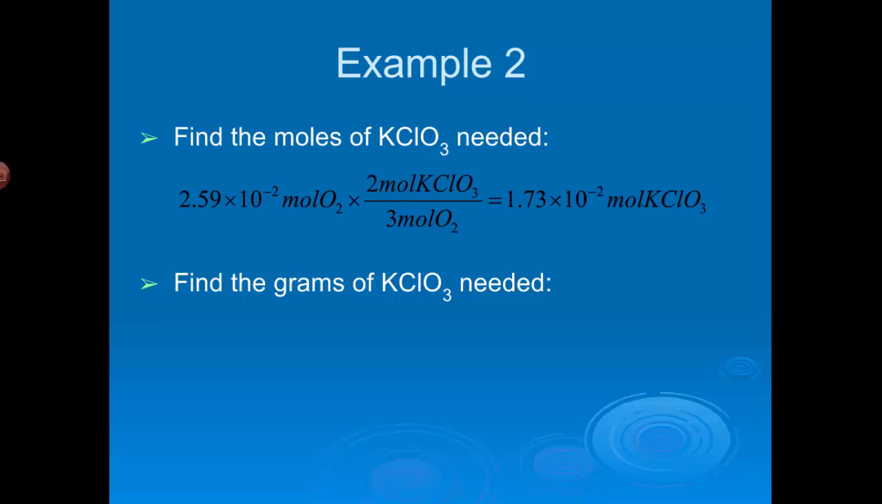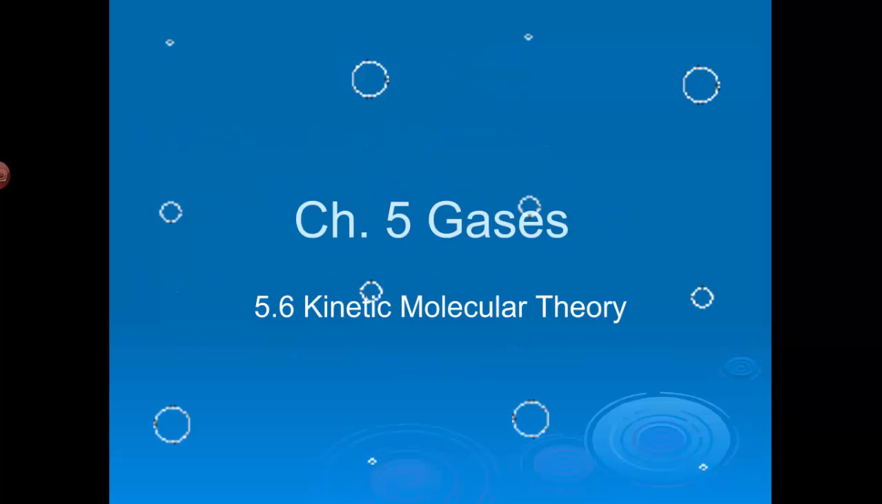Now, using stoichiometry, if we know how many moles of oxygen was produced and we have the balanced equation, we can then figure out how many moles of KClO3 were needed. And you don't have to stop at moles. You can go all the way to grams if you want. Just use the molar mass as another conversion factor. Okay, so you should have 2.12 grams of KClO3 needed in order for this experiment to go.